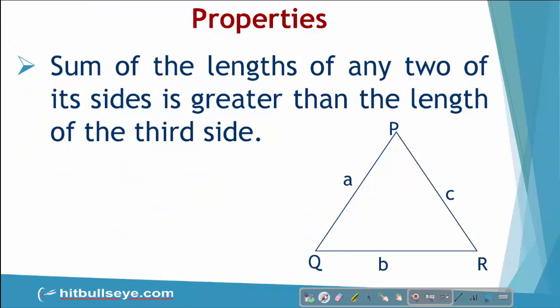Now the next property says that the sum of the lengths of any two of its sides is greater than the length of the third side. So in this triangle, if we take the lengths of the three sides as A, B, C, then A plus B is greater than C, B plus C is greater than A, and A plus C is greater than B. Please remember these inequalities are strict inequalities.